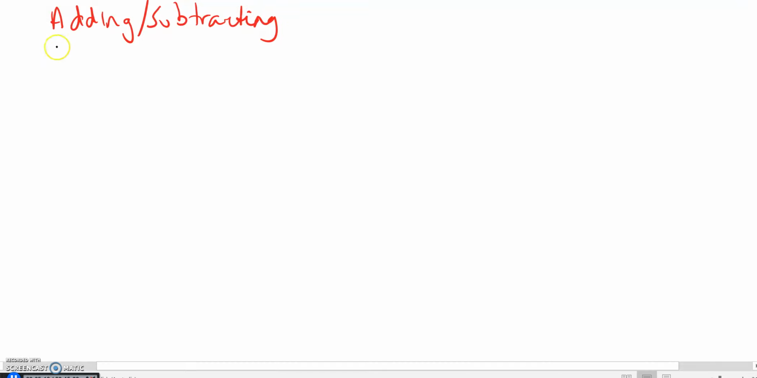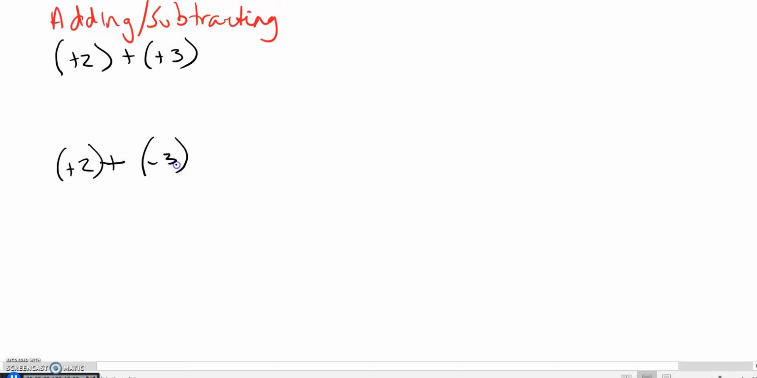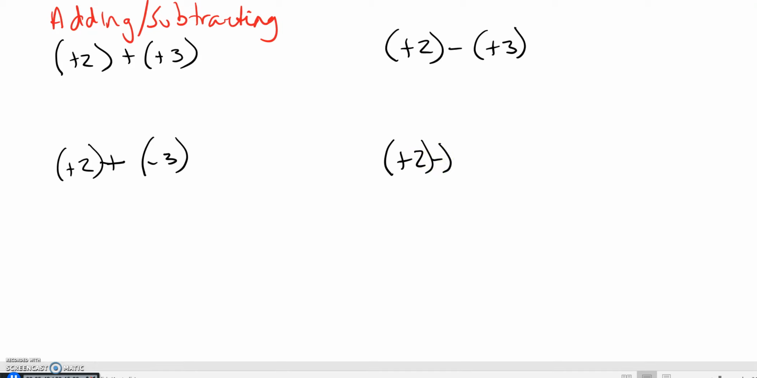Alright, so we might have something along the lines of positive 2 plus positive 3. We'll have positive 2 plus negative 3. We'll have positive 2 minus positive 3. And we'll have positive 2 minus negative 3. So there are questions that you'd actually have to start looking at.